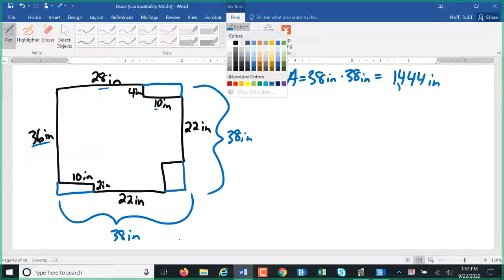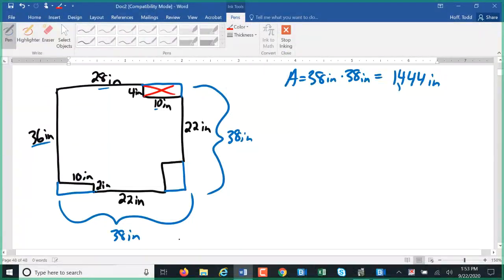Now we have 3 pieces to subtract out. This one is 4 by 10. It's 40 square inches. This one here is 2 by 10. 2 inches by 10 inches. 20 square inches. This one we need some dimensions.